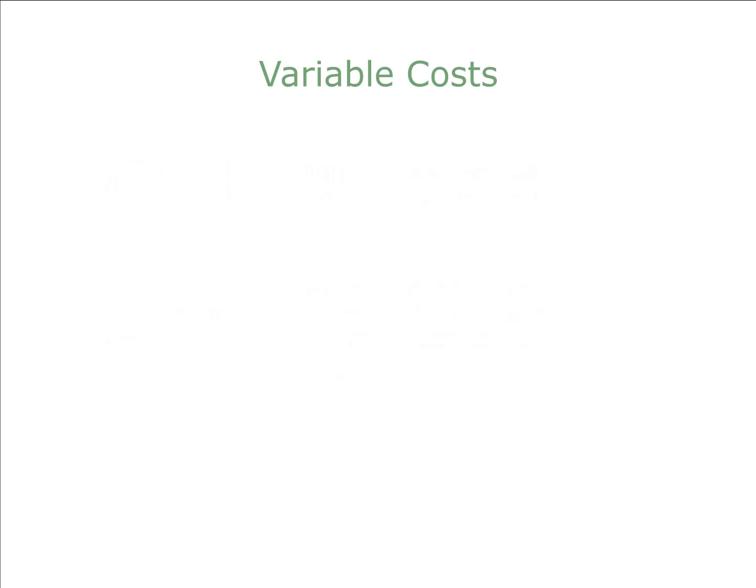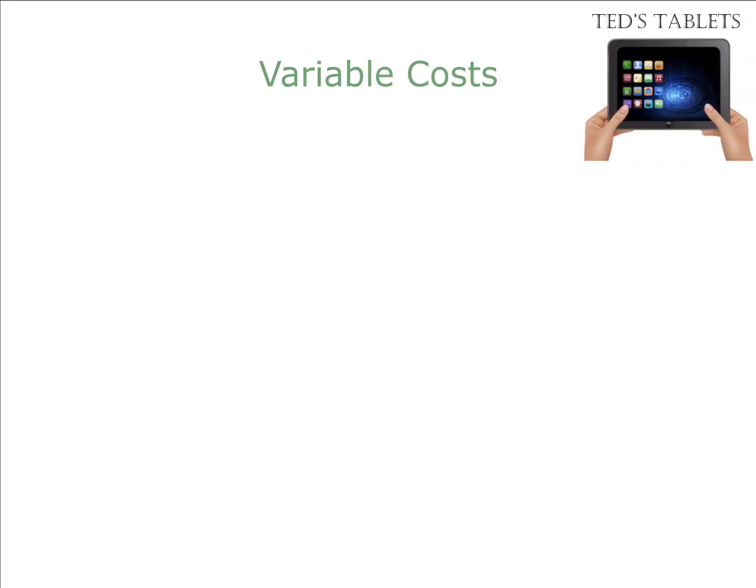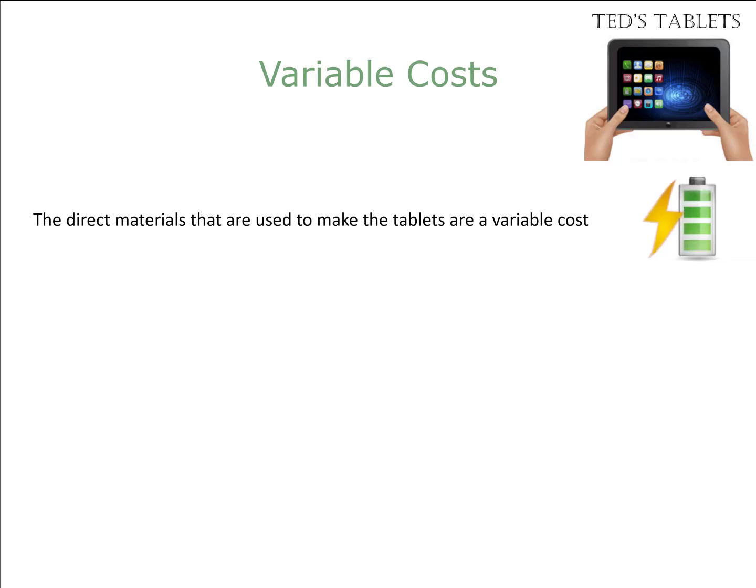TEDS Tablets builds and sells touchscreen tablet computers. The direct materials that are used to make the tablets are a variable cost. The more tablets TEDS Tablets produces, the higher the variable cost in total. The fewer tablets that are sold, the lower the variable costs are in total. An example of a direct material for a tablet is the battery each tablet requires.